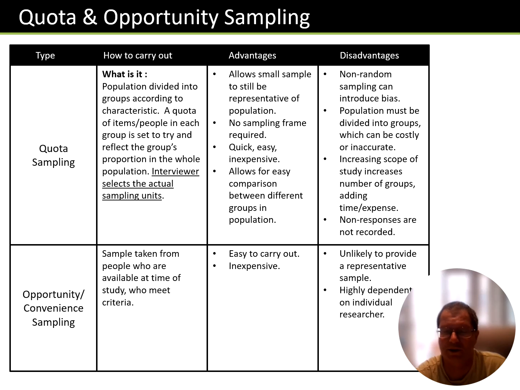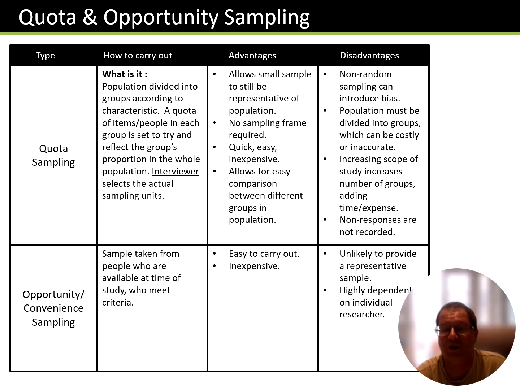However, as we know, okay, we can get bias if we're not doing it completely randomly. So non-random sampling can introduce bias. We've got to divide the population into groups, which could be costly, could even be inaccurate if we don't know what we're doing. Increasing the scope of study increases the number of groups, adding time and expense. So the more accurate you want your results, the more expensive and more time consuming it's going to be.